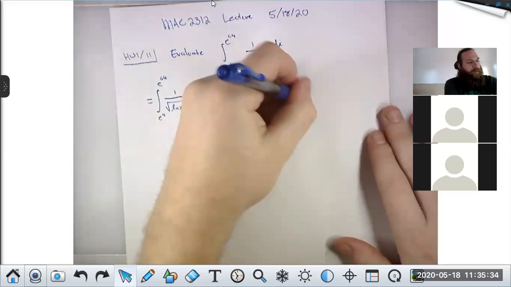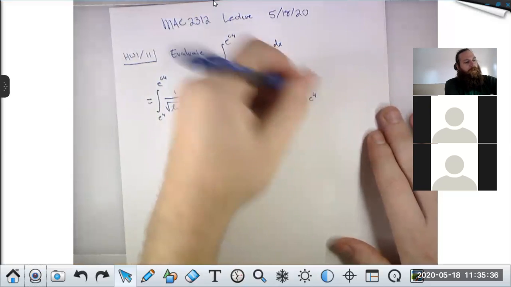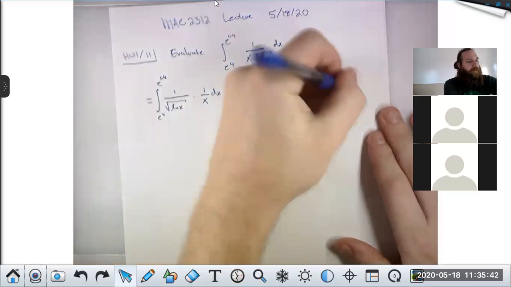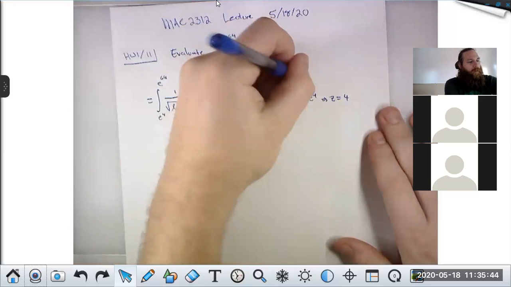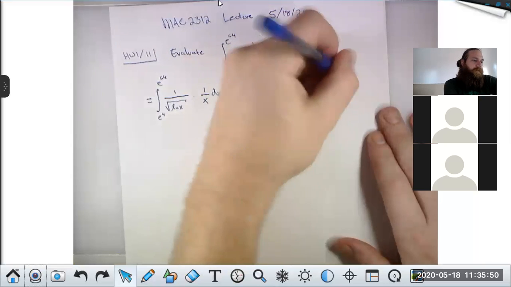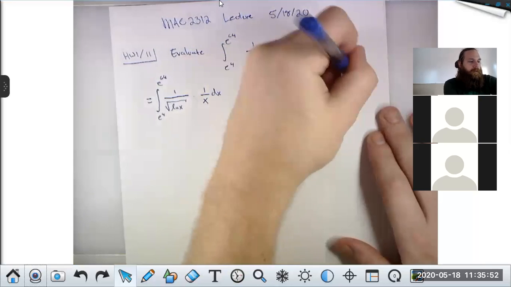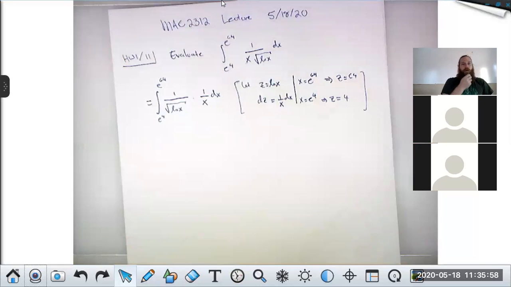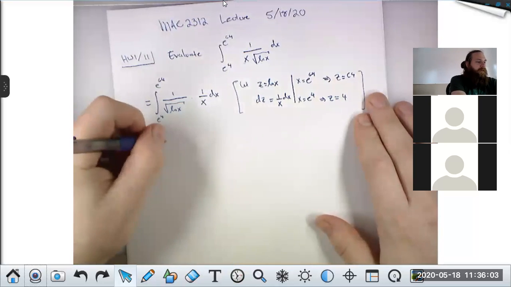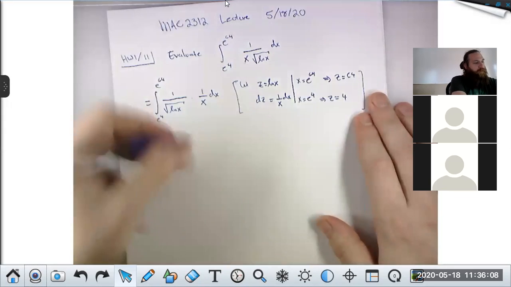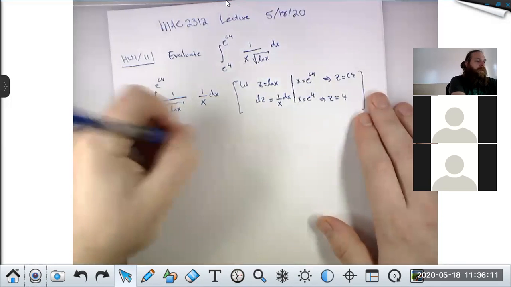So when x is equal to e to the 4, z will be the natural log of e to the 4, which is just 4. And when x is equal to e to the 64, z will be the natural log of e to the 64, which is just 64. So this is my little substitution box. It's got all the stuff I need. And when I employ that substitution, I get the integral from 4 to 64 of 1 over z dz.